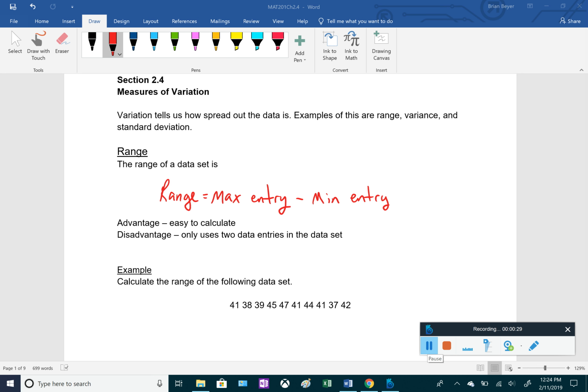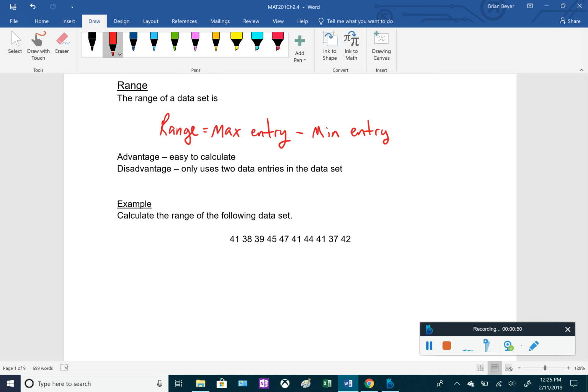An advantage of this is that it's super easy to calculate. You just subtract two numbers and you're done, so it takes like 5 seconds. But the disadvantage is that it only uses 2 data entries from the whole data set. It uses the smallest entry and the largest entry. We know nothing about the middle entries, anything between the largest and the smallest entry.